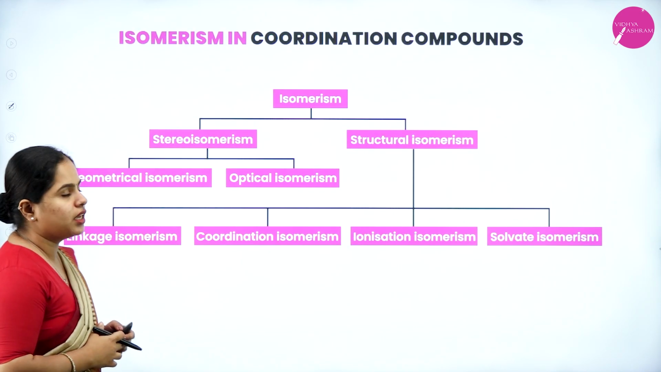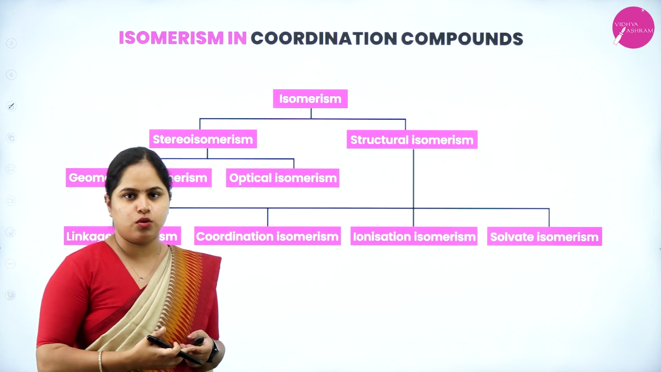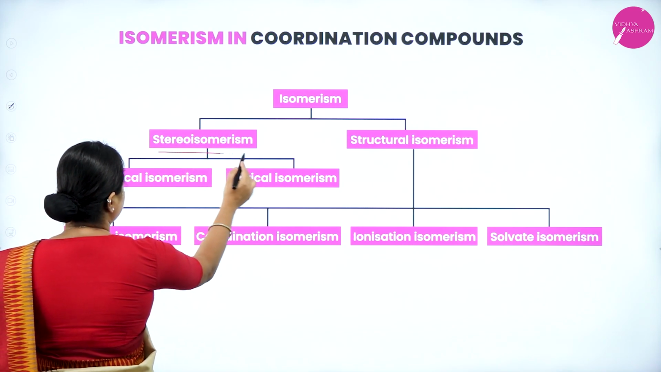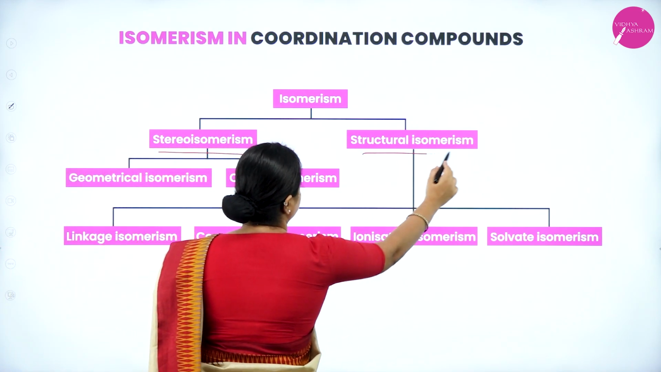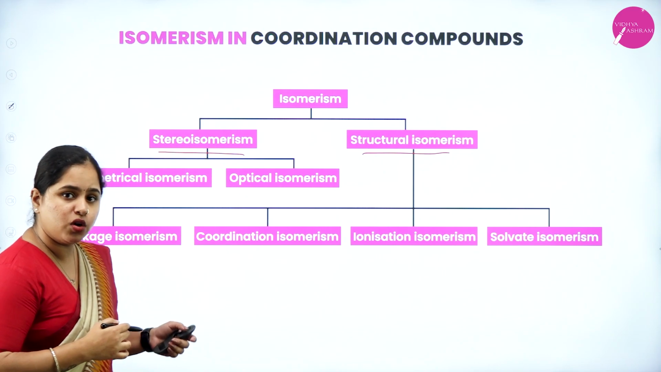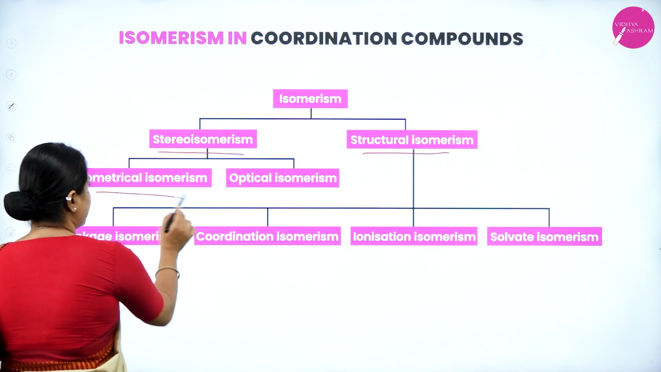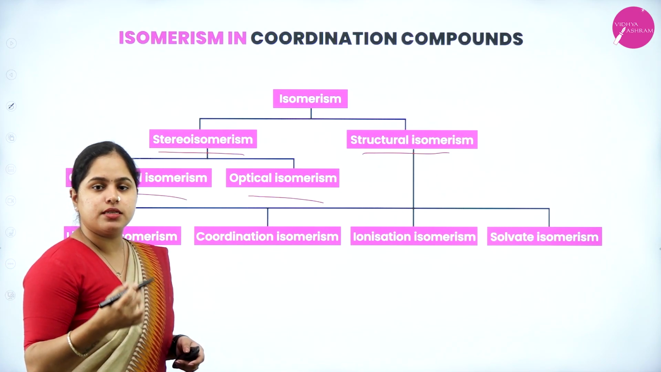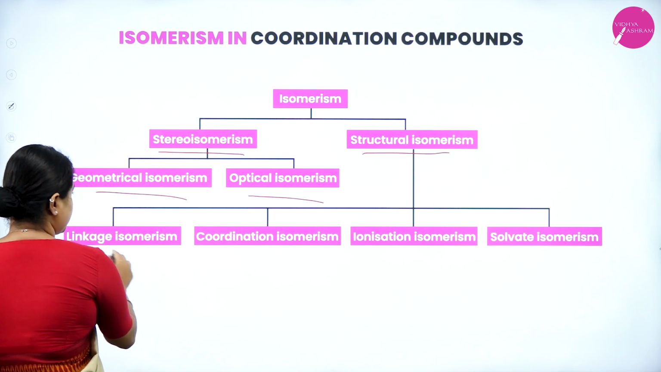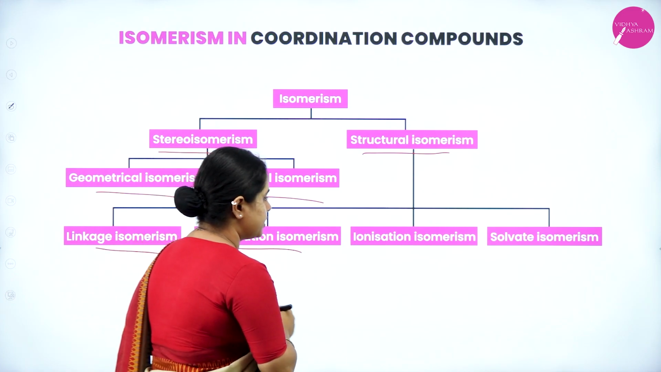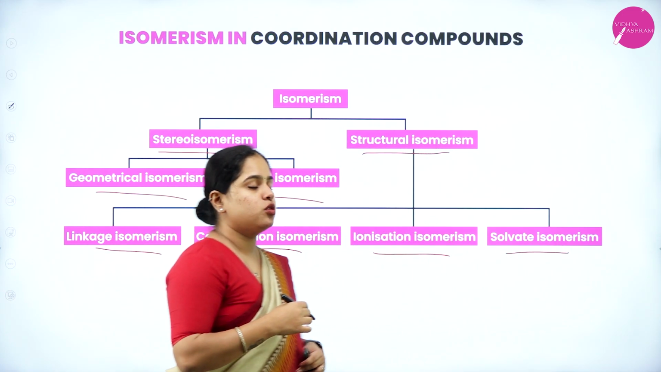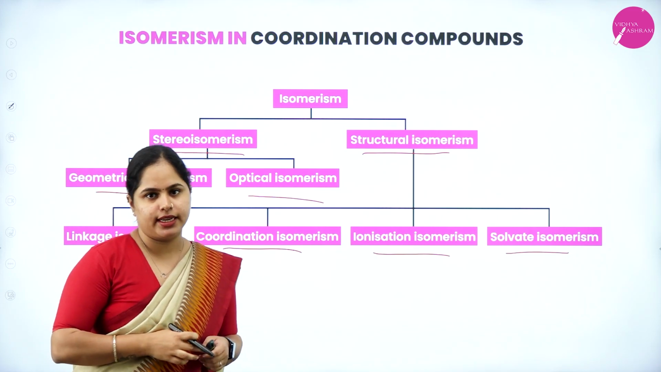So first, let us begin with the different types of isomerism shown by coordination compounds. So there are majorly 2 types. One is stereoisomerism and one is structural isomerism. So stereoisomerism is of 2 types: geometrical isomerism and optical isomerism. And structural isomerism is of 4 types: linkage isomerism, coordination isomerism, ionization isomerism, and solvate isomerism. So all of this in detail we are going to study in this session, right?